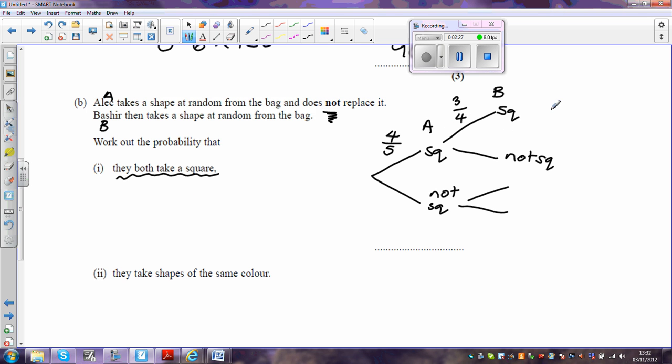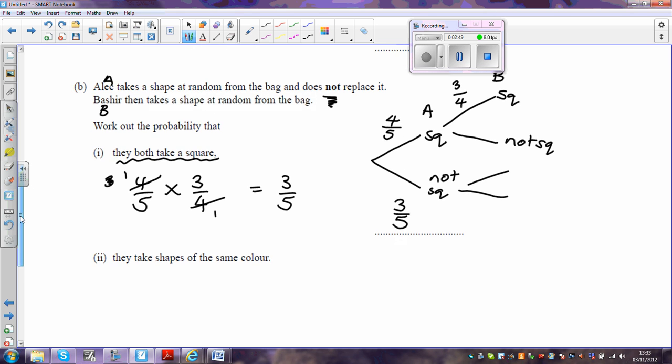Now we always multiply along the branches. So the probability that both of them get a square is going to be 4/5 multiplied by 3/4. Now we can cancel the 4's there to give us 1 and 1. In other words, the probability that both of those take a square is actually just 3/5.